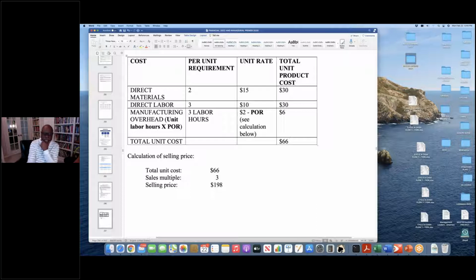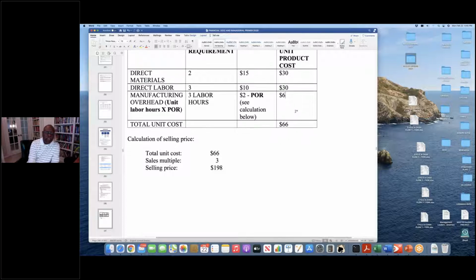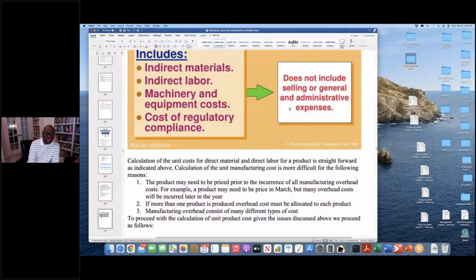We're estimating the cost, but then we make journal entries. We don't know how many we're going to make. We don't know what the labor is going to be. And so we go with this formula. So you'll get used to it eventually because we have it in chart form.